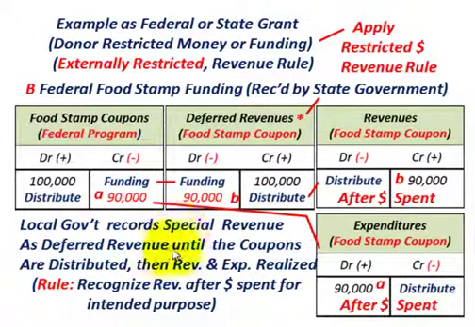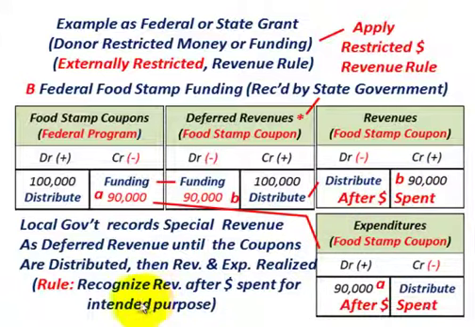we recognize only deferred revenue for these food stamps until the coupons are actually distributed. Then we recognize our revenue and our expense. We'd realize those based on the amount of the funding, or the dollars, that were actually distributed to the recipients. So the rule is, when we're talking about those restricted dollars, they're donor restricted dollars. They were restricted by the federal government, but administered through the state government as a grant, essentially, that we're looking at here. The rule is you recognize revenue only after those dollars are spent. And what we're talking about as spent here is the distribution, in this case, of those food stamps to the recipients.